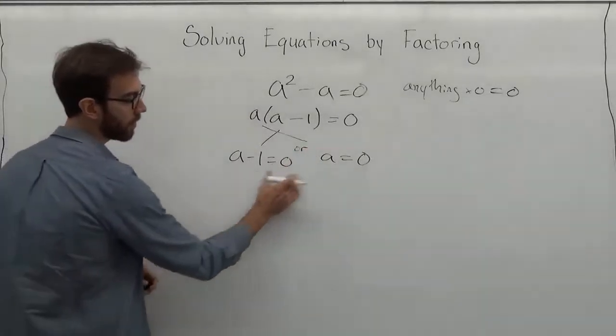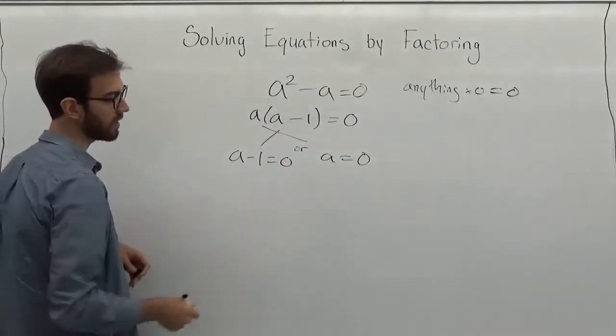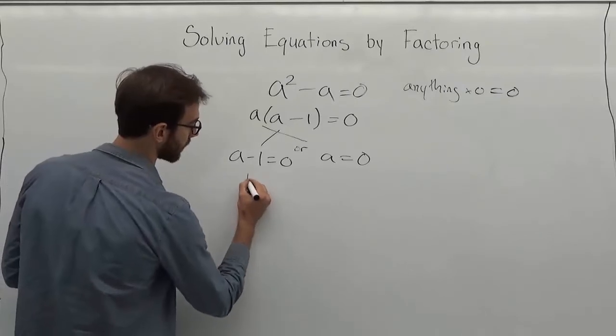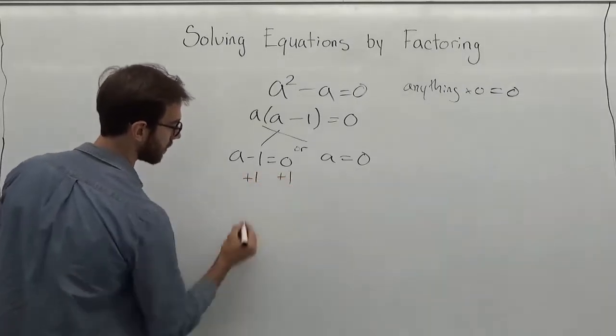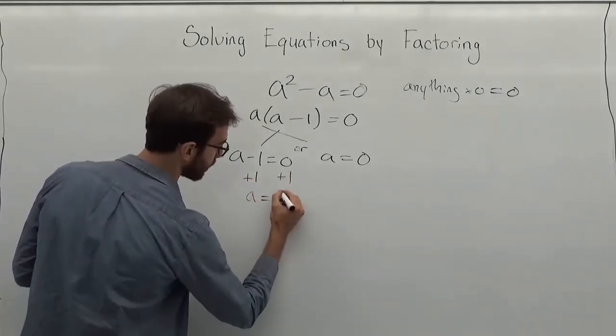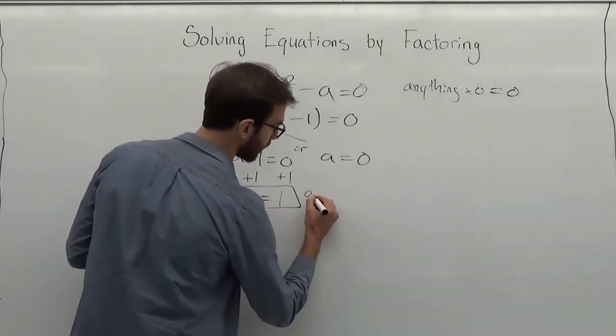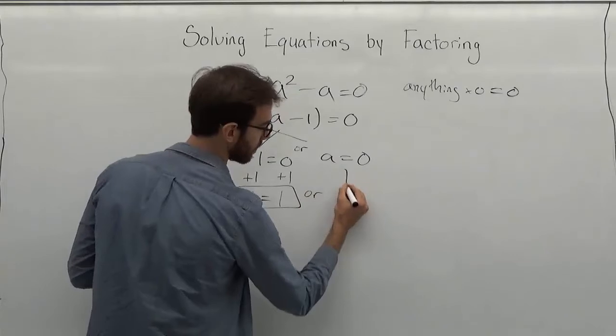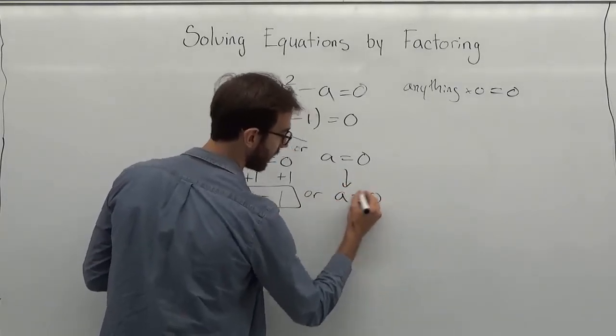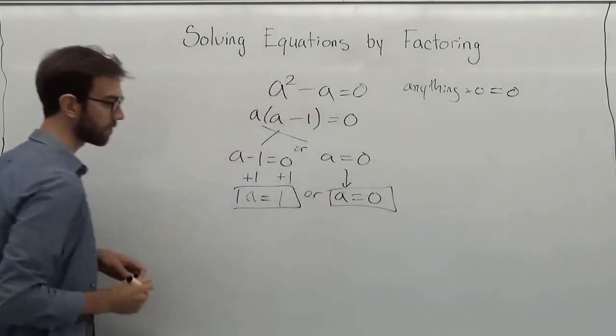So now that we have our two equations set up, I'm just simply solving for a. In this case, we'll add 1 to both sides. We'll get that a is equal to 1, or, and this one's just solved for us, just bring this down, we say that a could also be equal to 0.